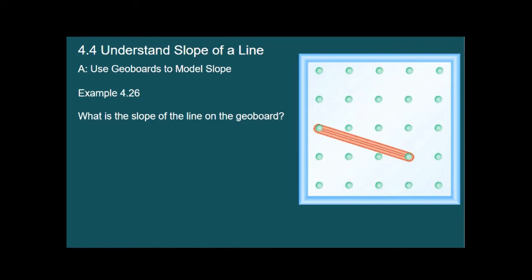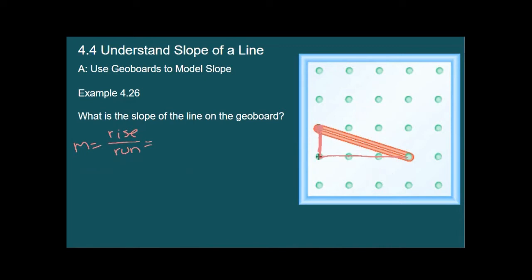Let's look at this one. Example 4.26. What is the slope of the line on the geoboard? So remember, slope is equal to rise over run. But something's different here. Our right triangle goes in a different direction. So to go from this first point to the second one, we actually have to go down. We always start with the point that's on the left and go to the right, in the increasing direction of the x-axis, or the same direction that we read numbers.